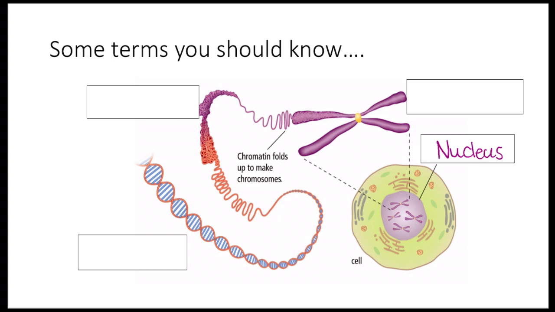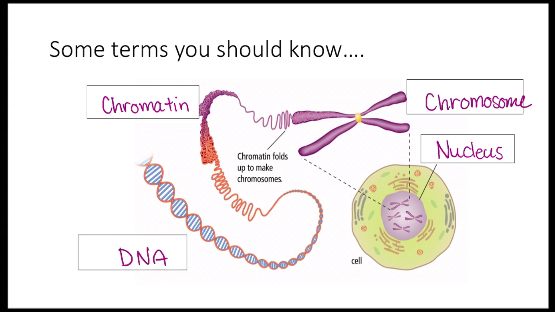Then within the nucleus, especially during cell division, things are in the form of chromosomes, which are those X-shaped structures that we are familiar with. And then if we unwind that chromosome a little bit further, you end up with chromatin. And then again, if we unwind that much further and remove the histone proteins, you're left with just DNA.